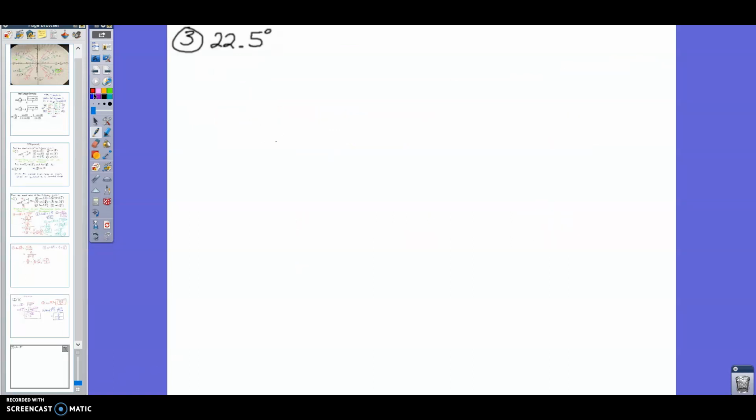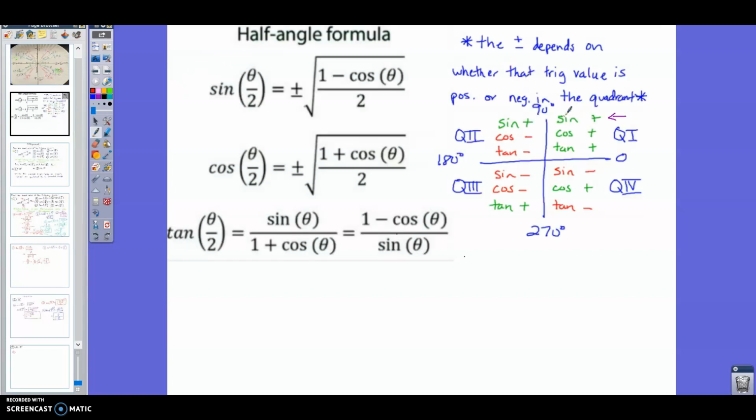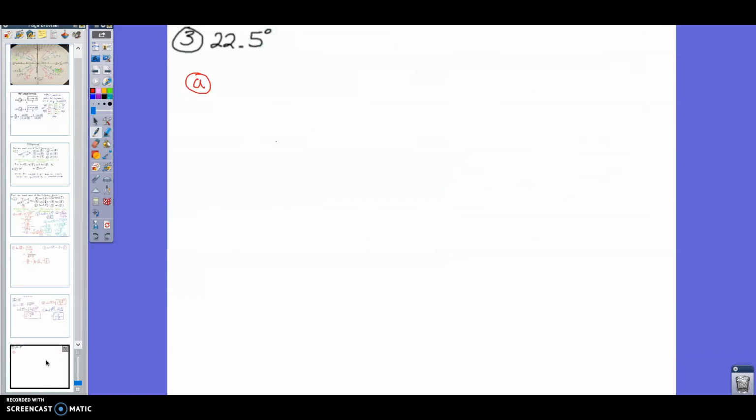Okay, so number 3 is going to be worked the same way as number 2. So if we look at this angle, this angle is going to be located in quadrant 1 again. So notice all of our values are positive. So when we look at sine and cosine, we're going to ignore the negative part of the formula because we know it's located in quadrant 1.